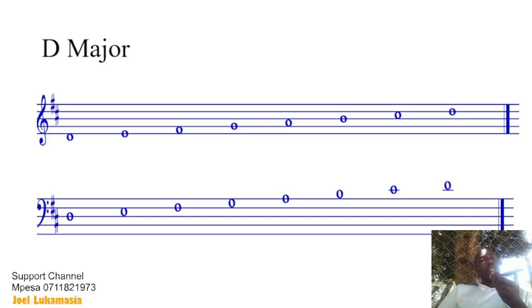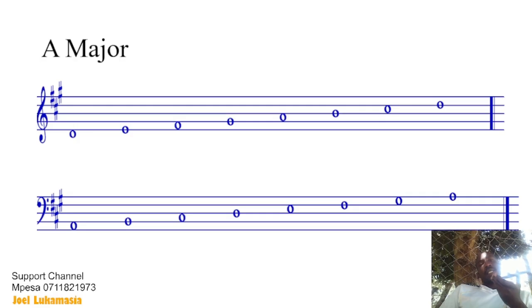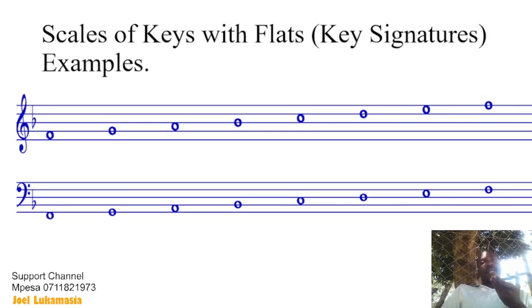Then here we have the scale of D major. You can see the two sharps, ascending on the treble and the bass clef. Then we have the scale of A major ascending on the treble and the bass clef, and you can see we have the clefs and the key signatures. These are just examples.